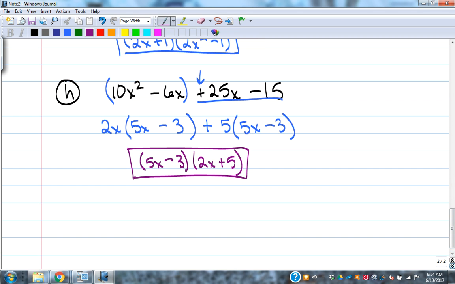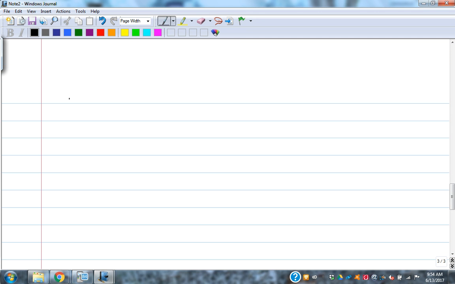All right. Let's look at one that has more than one variable in it with the grouping method, and then we'll move on to the next method, which you'll see is exactly the same. So mp squared plus 7m plus 3p squared plus 21.